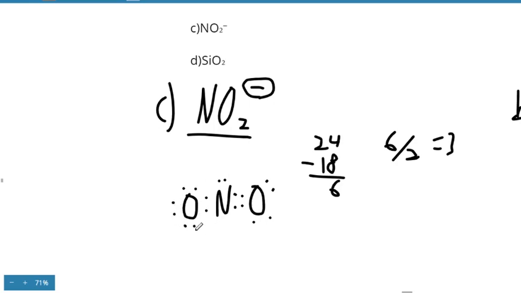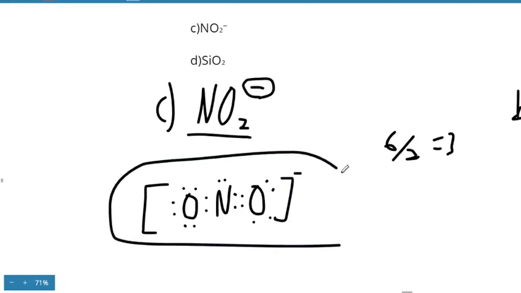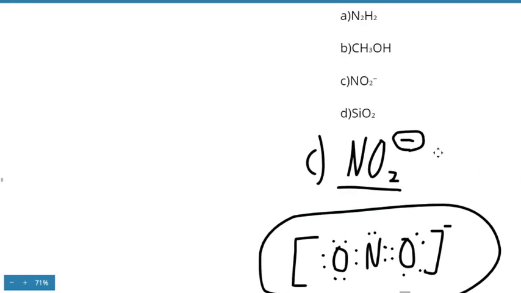So if you count these all up, 8 plus 1, 2, 3, 4, 5, 6, 14 plus 1, 2, 3, 4 plus 4 is 18, and that's what we have. So now we put the square brackets around it and put the negative charge to show that it's an ion. And that's our final Lewis structure.